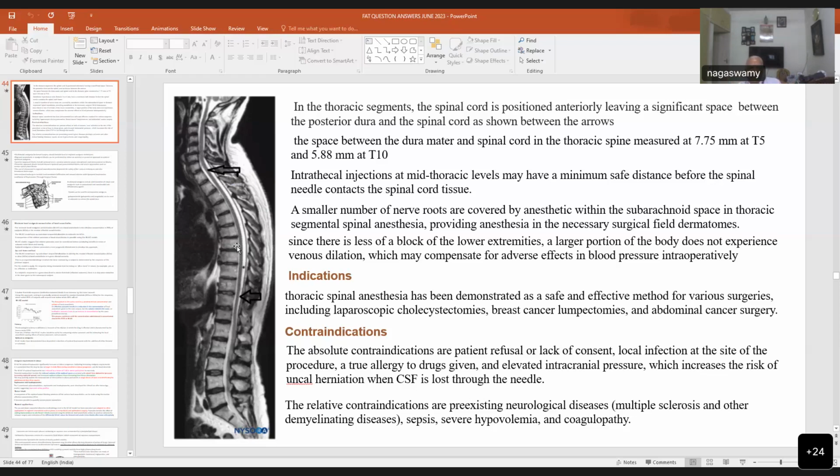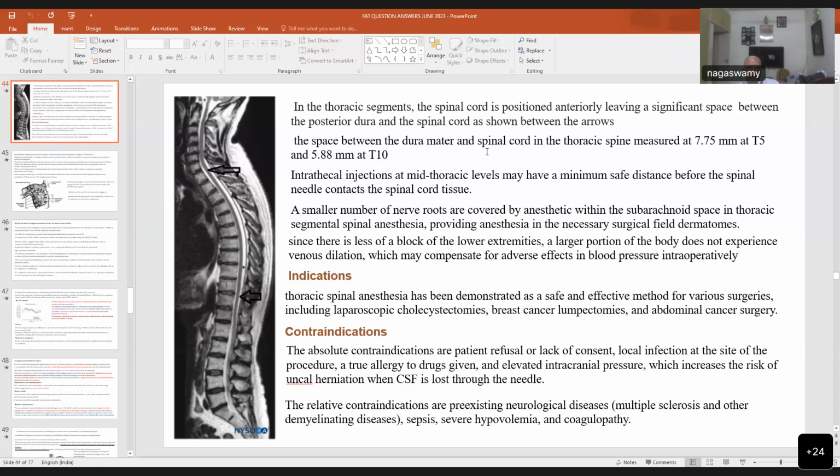And you have to be very careful with the volume. If you want a total spinal, you can inject a large volume of, say, 4 ml of 0.5% bupivacaine and make it spread to both areas. So you have to select the right volume and inject it in the right space so that it stays only in the thoracic region and produces what is called the segmental spinal.